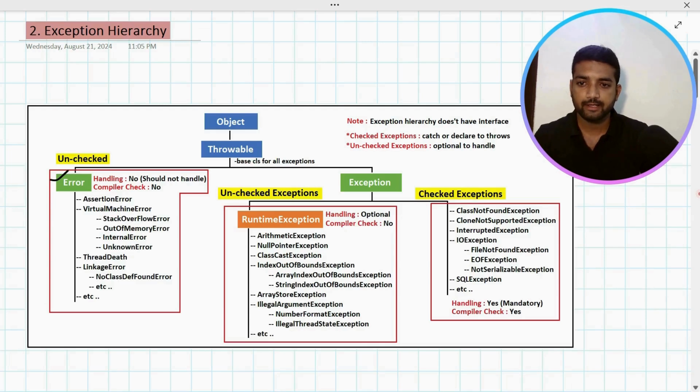Okay. The next category is unchecked exceptions. These are optional to handle because these are unchecked exceptions. So the compiler leaves the choice to the developer whether to handle them or not. That is why there is no check at compilation time.